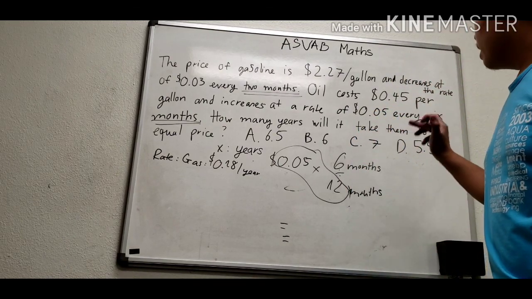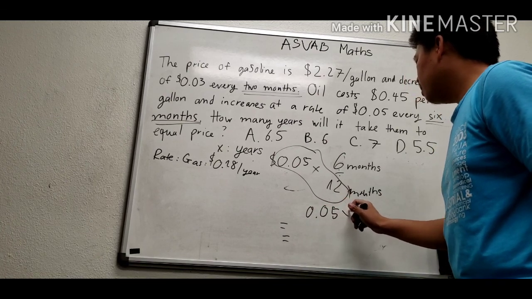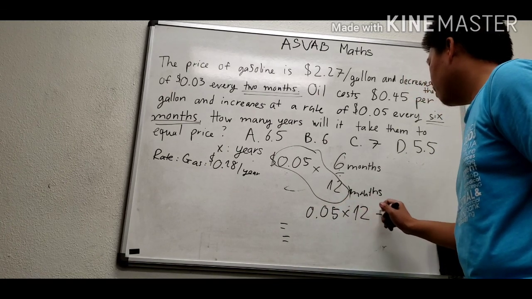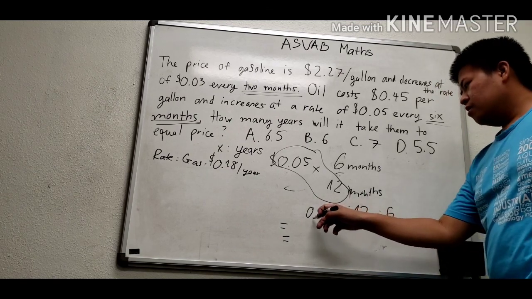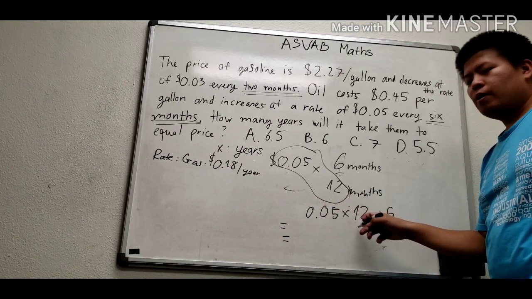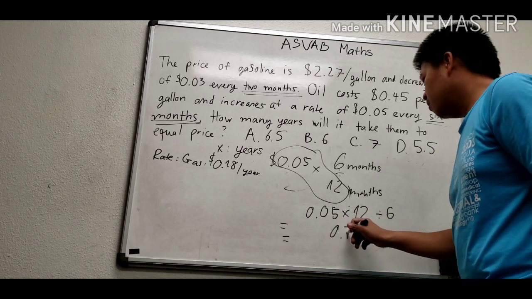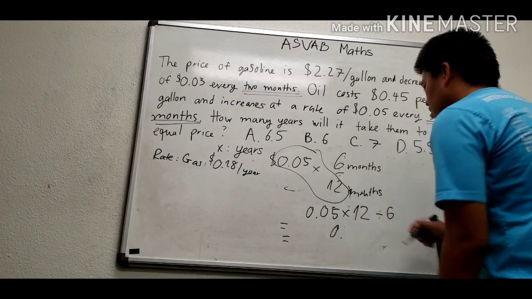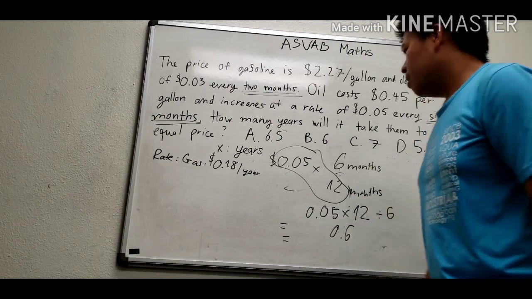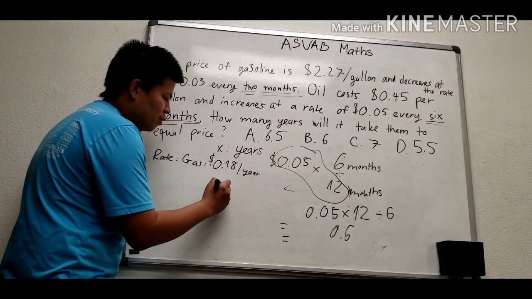So that we will get about 0.05 multiplied with 12, divided by 6. So in this one, 0.05 multiplied with 12, that's about 0.6, sorry. So to do this multiplication, I will show for you.